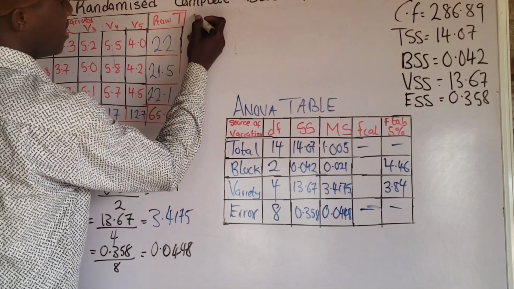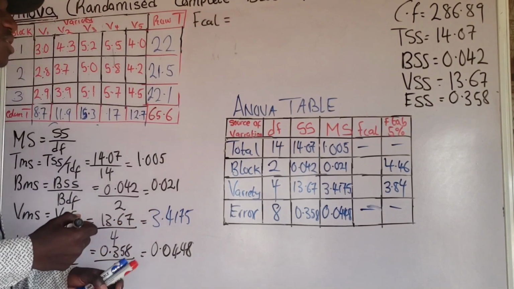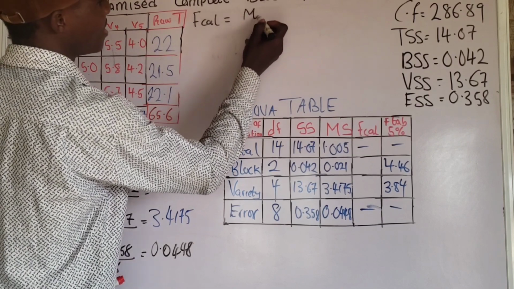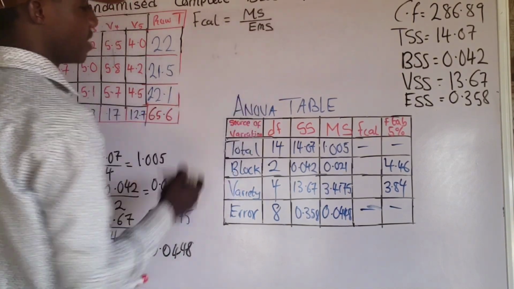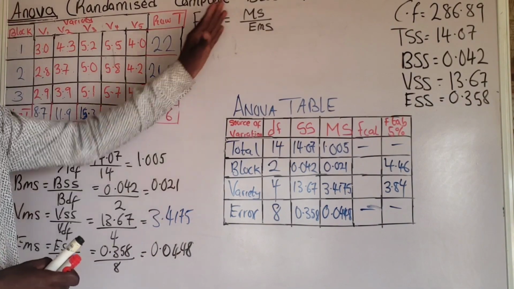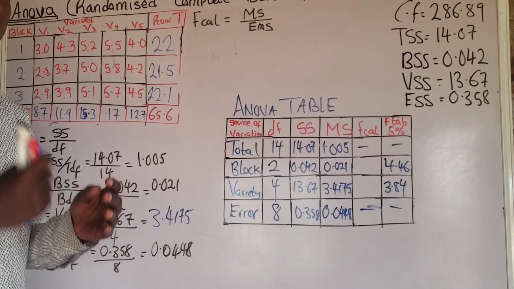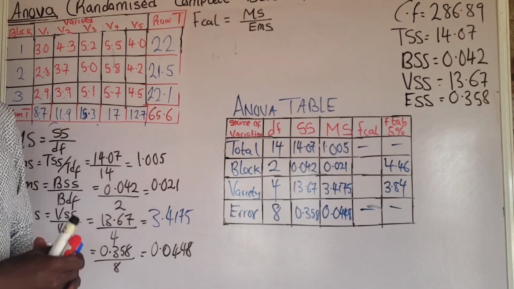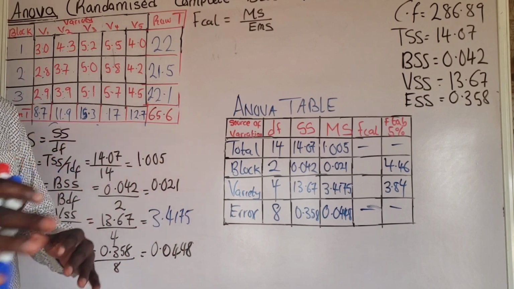Let me give you the formula. F calculated is equal to mean squared all over error mean squared. It simply means that the mean square of the parameter that we want to calculate the F calculated for, divided by the error mean squared, will give us the F calculated of that parameter.